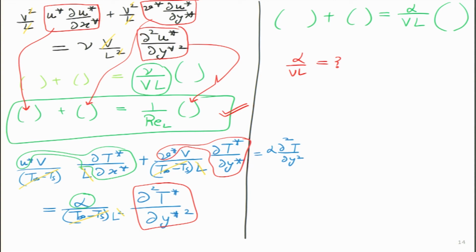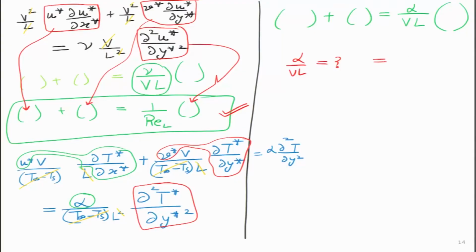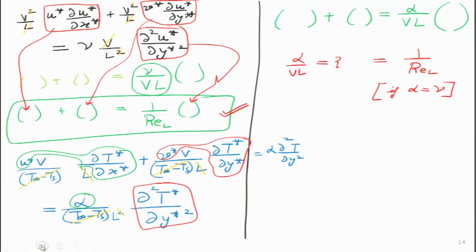If it was not alpha, if it was nu divided by VL, then I think students will immediately tell, sir, it is 1 by Reynolds number, which means can I also write this as 1 by Reynolds number? But I will now write a condition, if and only if alpha equals nu. And under what condition is alpha equal to nu? I think this we have seen earlier, when Prandtl number is 1, because Prandtl number is the ratio of nu by alpha. So, if alpha equals nu, I can clearly write if Prandtl number equals 1.